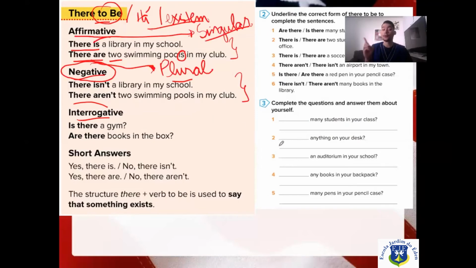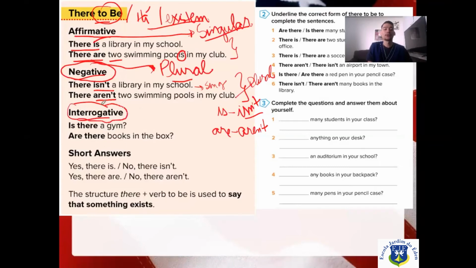Remember the negative form of the verb to be. So we have is, negative, isn't. Okay, isn't. And are, negative, aren't. Okay, so there isn't, there aren't. There isn't a library in my school. There aren't 2 swimming pools in my club. Okay, so here we have singular, and here we have plural.